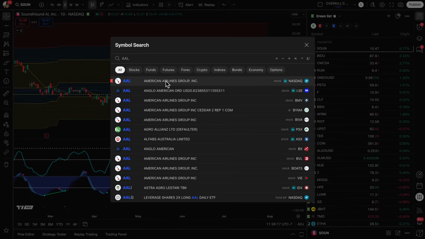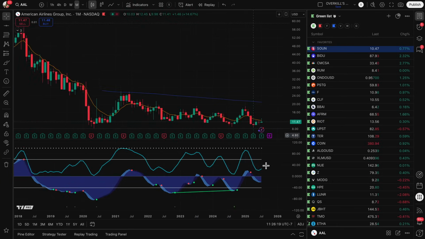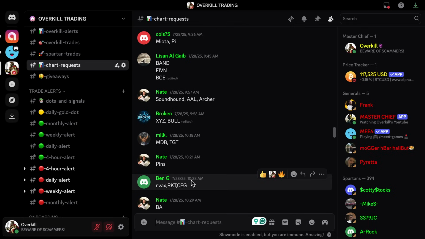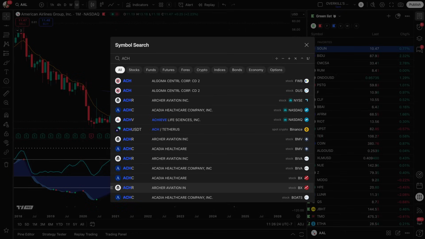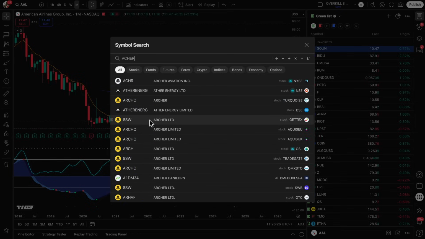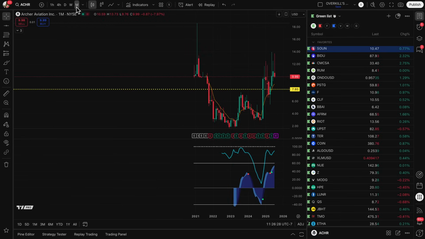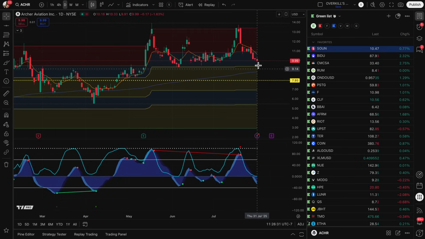AAL, American Airlines. Doesn't have the green monthly yet. Archer. I think that's... You guys could just call out the tickers. It makes it really easy for me to toggle through these.